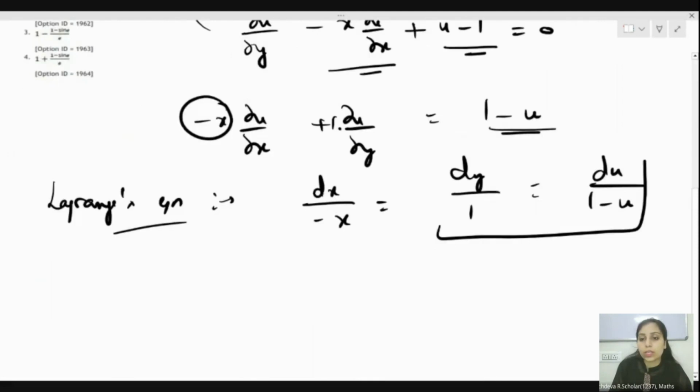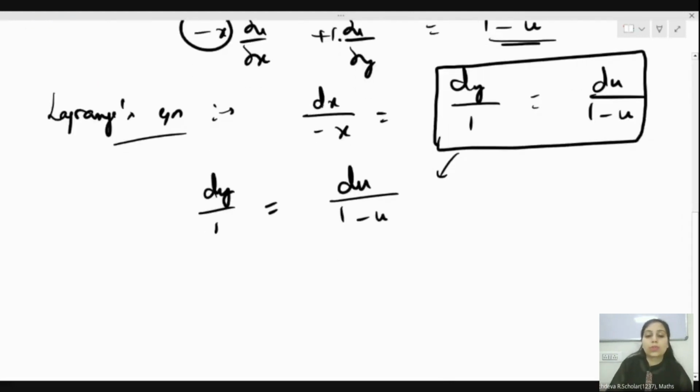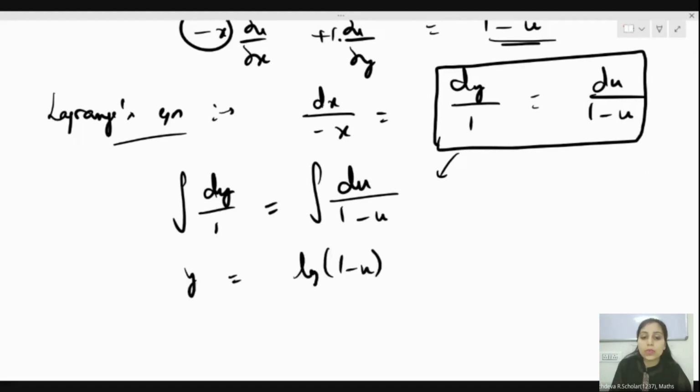From these two equations, we have dy by 1 is equal to du upon 1 minus u. Solving this, the variables are already separated, so direct integrating. Here we get y equals log of 1 minus u with a negative sign, as the derivative of minus u is also again minus integration, plus log c1 taking as a constant.